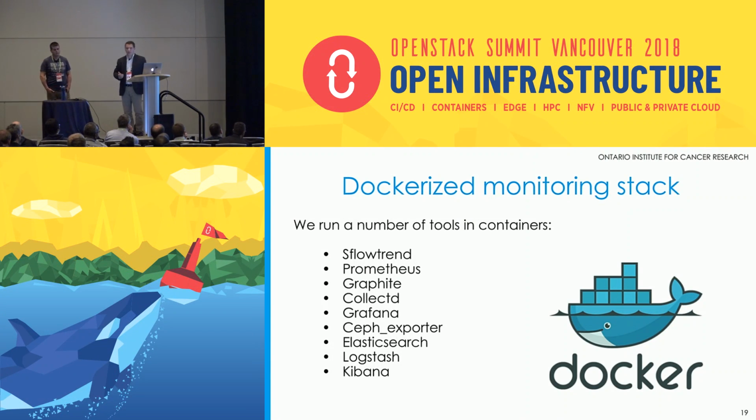We Dockerized parts of our monitoring stack. Mainly we use Sflowtrend, which provides the Docker container. We use Prometheus, Graphite, CollectD and Grafana in one tool. Elasticsearch was recently Dockerized, so we use Elasticsearch, Logstash, and Kibana. This is how we moved to the latest version of Kibana, Logstash and Elasticsearch. It allows us to upgrade more easily and not overload the system with installing packages every time we have to upgrade. Just pull a newer container.